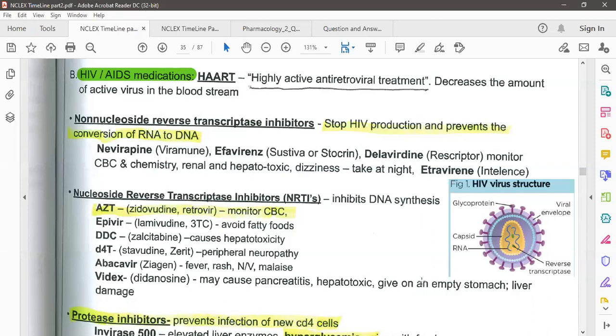Other groups inhibit the DNA synthesis. Most common is called AZT or zidovudine, or lamivudine, 3TC, or DDC, zalcitabine, or D4T, stavudine, right?